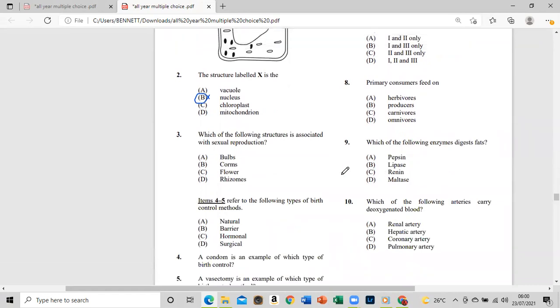Which of the following structures is associated with sexual reproduction? Is it bulbs, palms, flowers, or roots? And that is C.